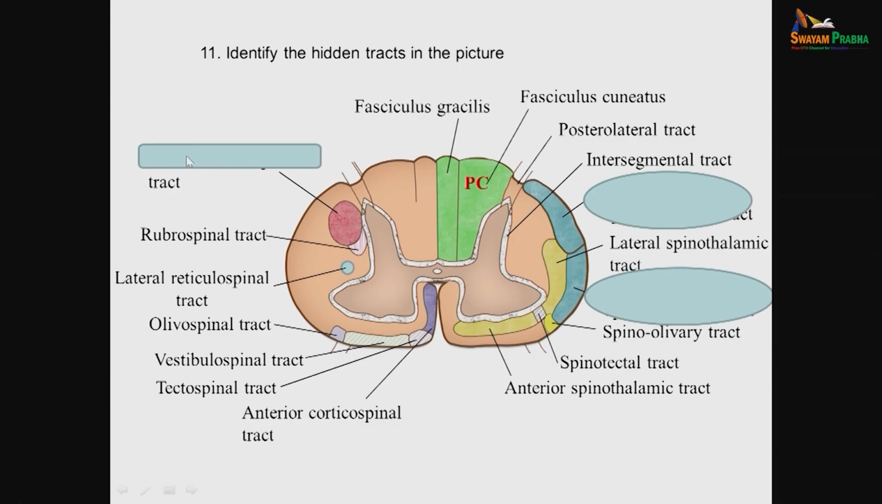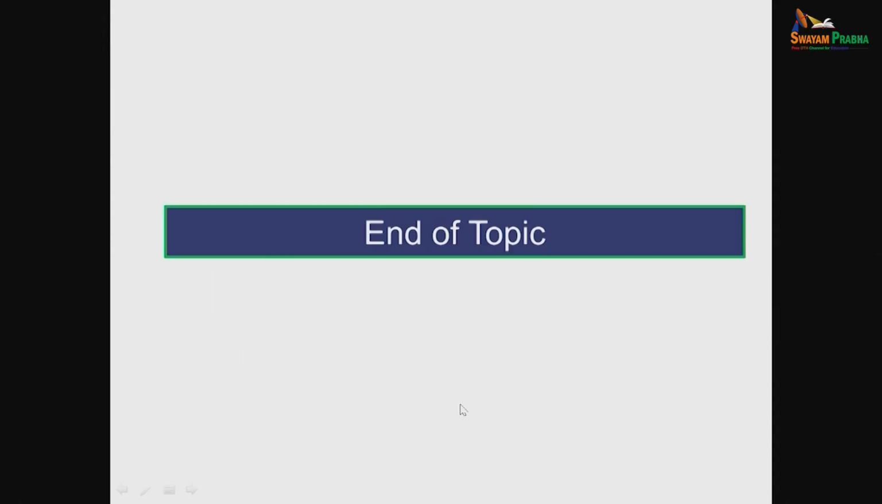The last question is, identify the hidden tracts in the picture. What is this tract? This is your descending tract, that is the lateral corticospinal tract. On this side you can see 2 tracts, one anterior and another posterior. These are nothing but the anterior and posterior spinocerebellar tracts. That completes the assessment. Thank you.